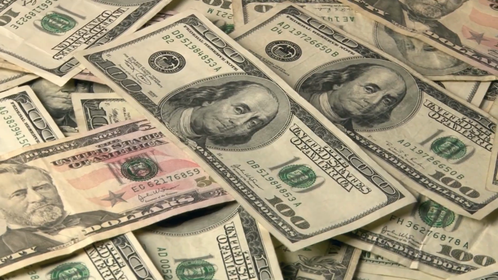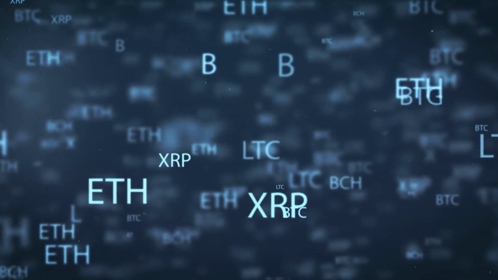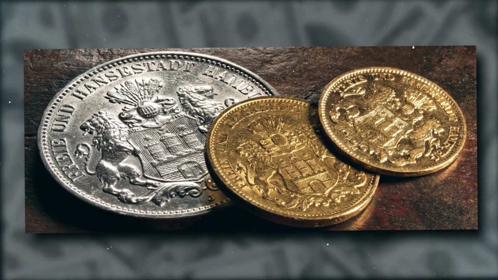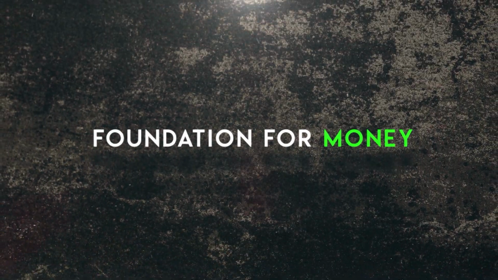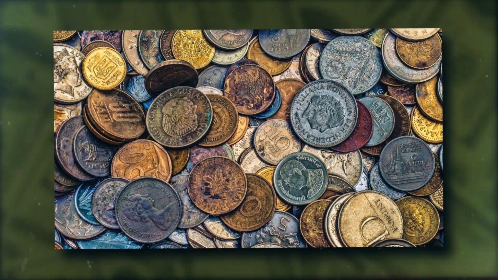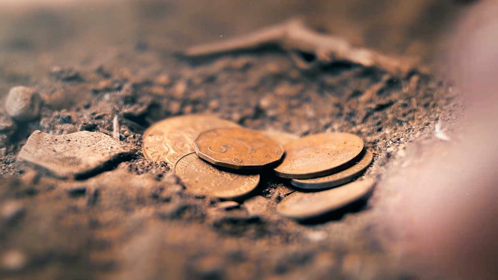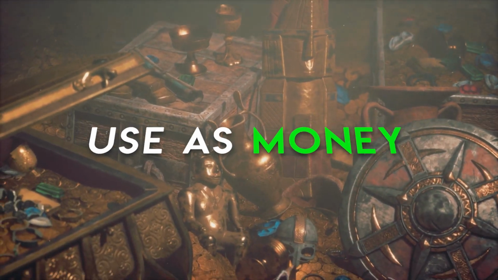Imagine a world where money is not just paper bills and digital numbers in our bank accounts. Instead, real objects like gold and silver serve as the foundation for money. These precious metals are valuable because they are rare and durable. They are also easy to divide and transport, making them ideal for use as money.